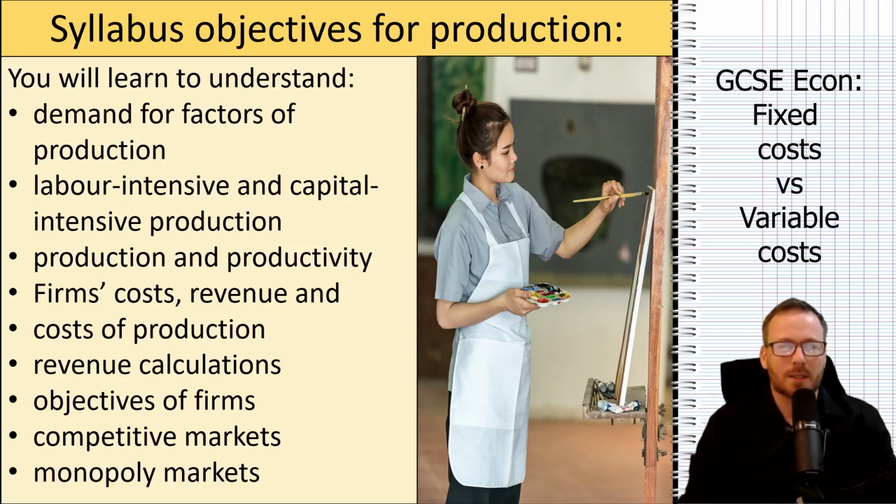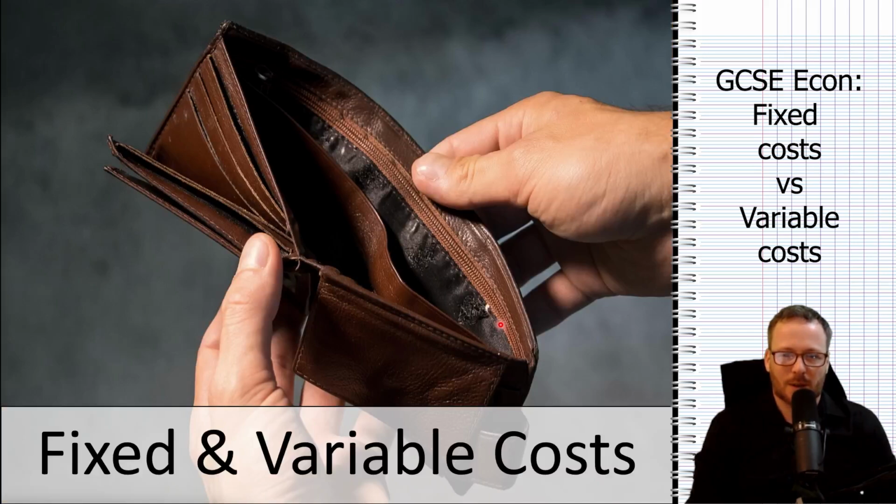So here's a syllabus list of what we're going to go through. Firms, cost, revenues, cost of production, and revenue calculations. Okay, let's get started. Fixed and variable costs.